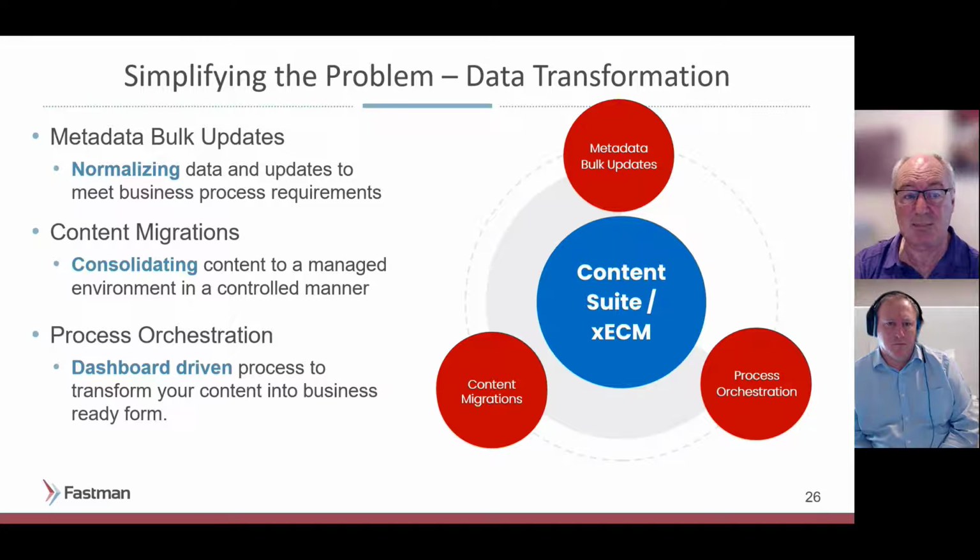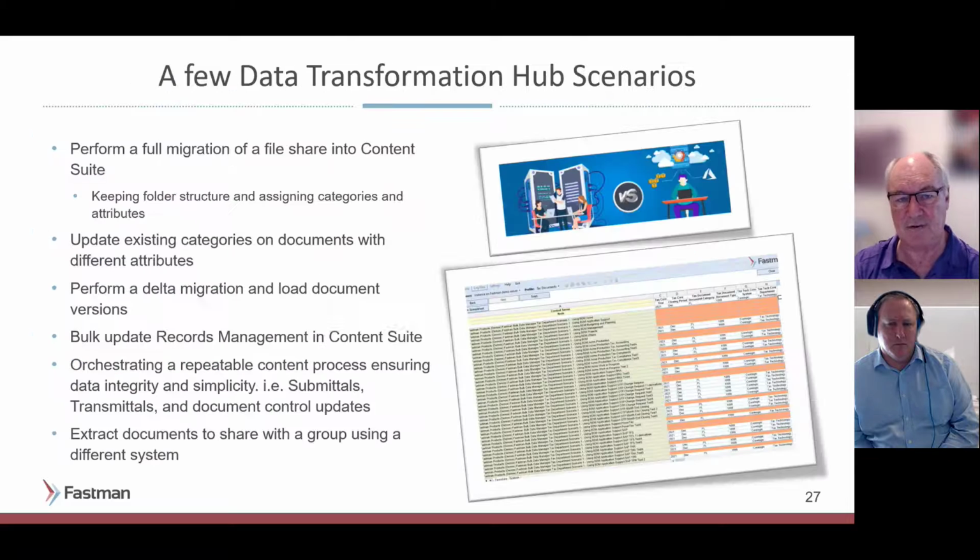So again, simplifying the problem. These problems can get complex if you're not careful. And under the covers, they are complex in many cases, but we try and simplify it. So we have these three areas, the same as you saw with permissions and access control: content migrations, metadata bulk updates, orchestrating process. These are all things that come under our solution of data transformation. David, do you want to quickly touch on some of these examples?